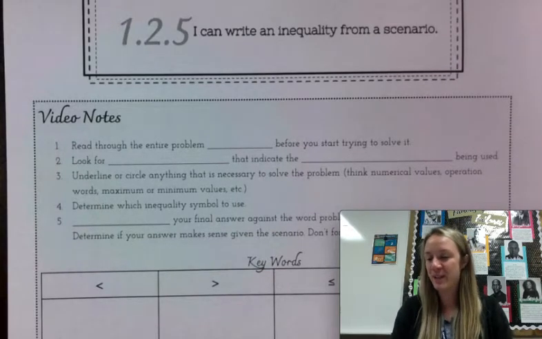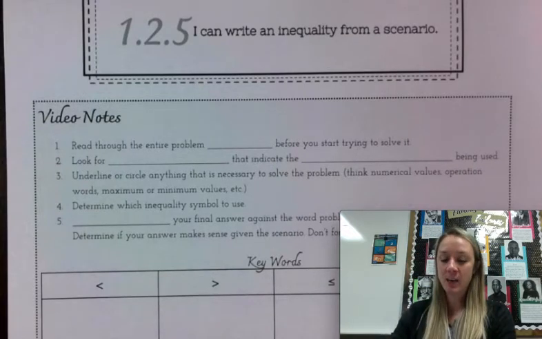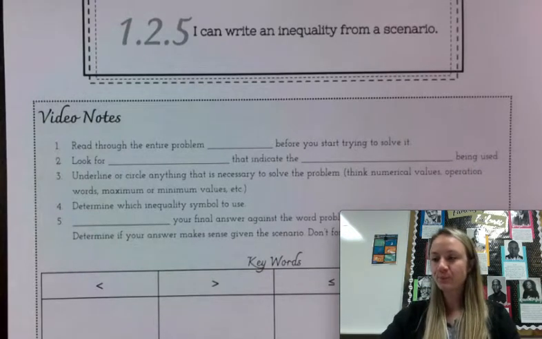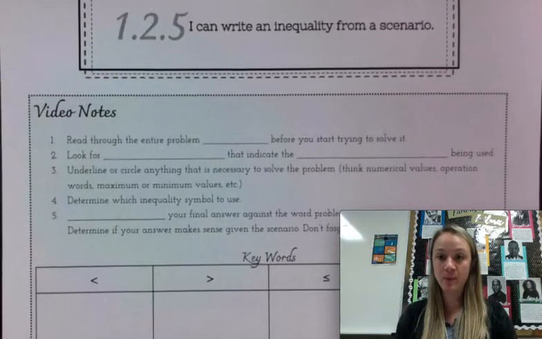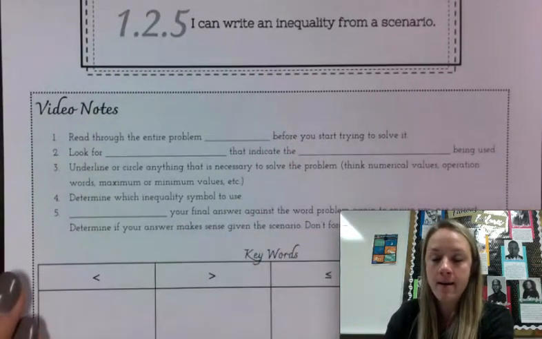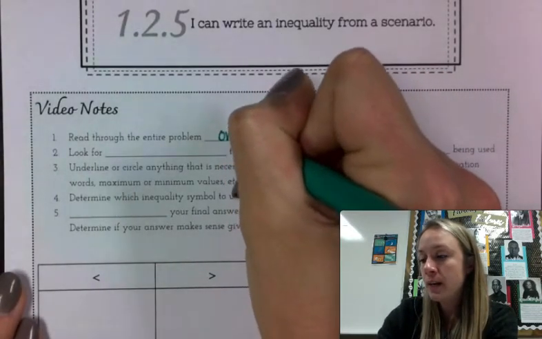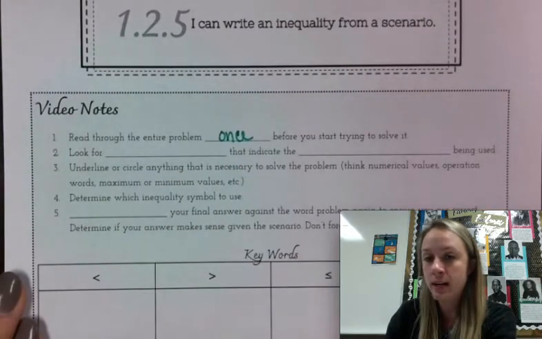So we are on page 30 in our packet. We're looking at 125, which is writing an inequality from a scenario. So we have very similar steps as when we wrote equations from a scenario. So we're going to walk through this pretty quickly. If I'm going too fast, you can pause the video to catch up. So we want to read through the entire problem once before we start trying to solve it.